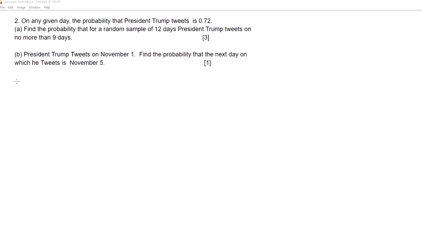The question we've got: on a given day, the probability that President Trump tweets is 0.72. Find the probability that in a random sample of 12 days, President Trump tweets no more than 9 days. So the big question here is, is it binomial or geometric?